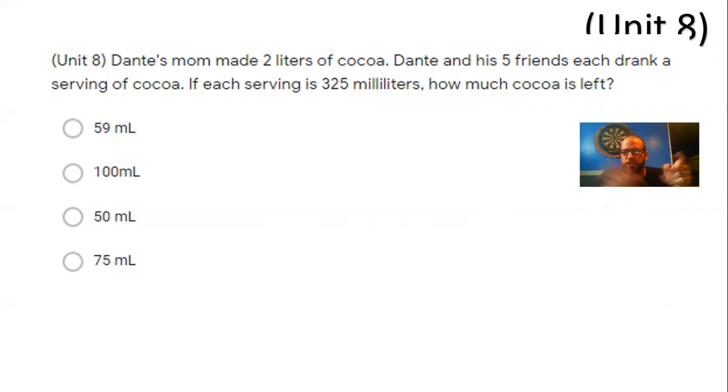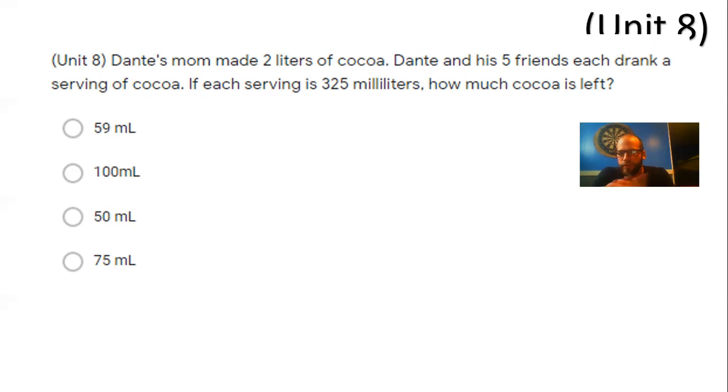So basically it's 2 minus, and then in parentheses we have 325 times 6, because we need to figure this out first. We need to see how much they drank total. And then finally, because we started with 2 liters and we're going to get an answer that's milliliters, we have to turn liters into milliliters first. So let's walk through it step by step.